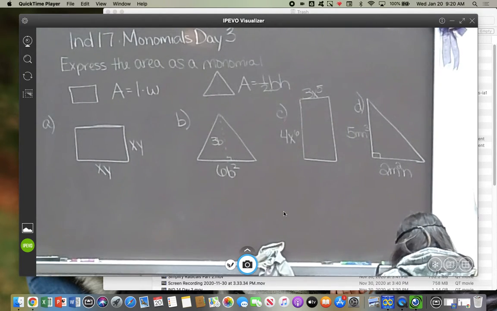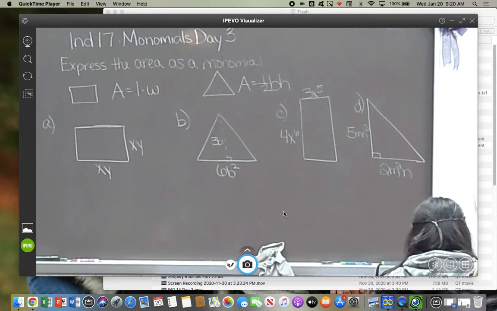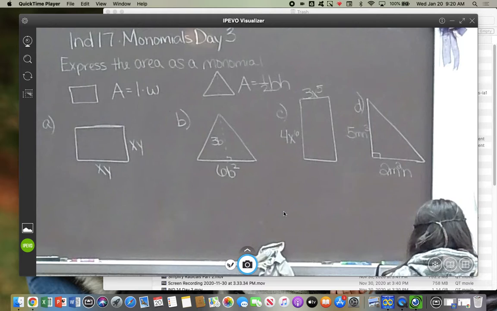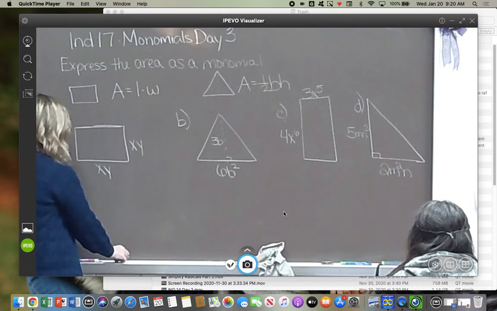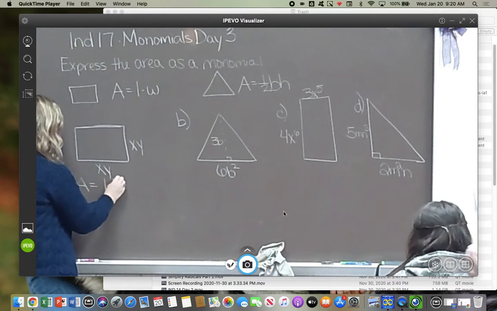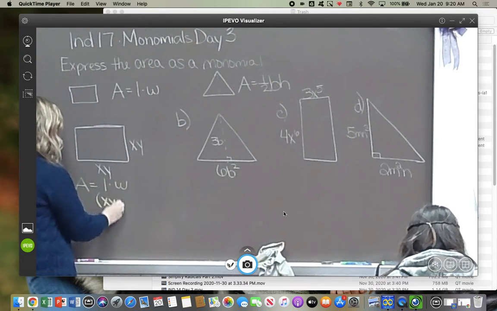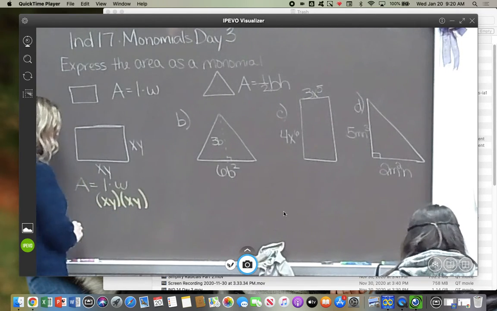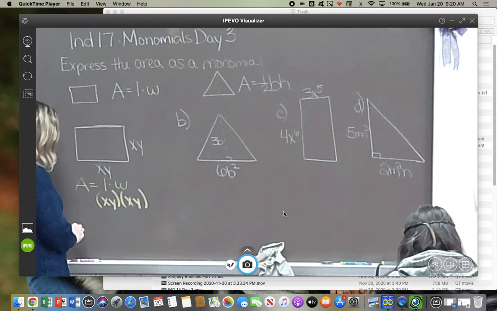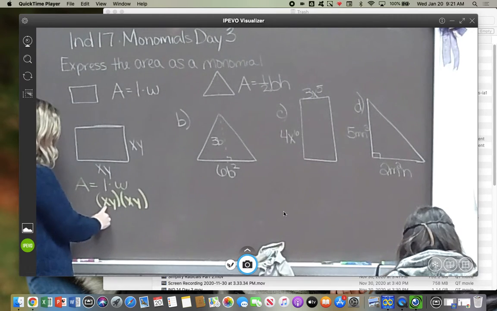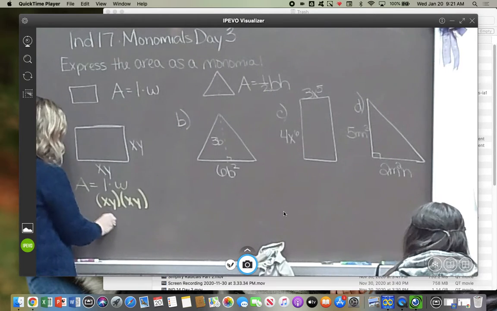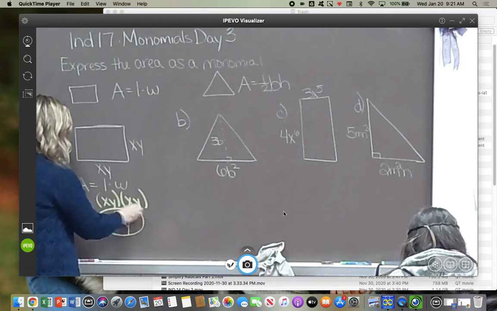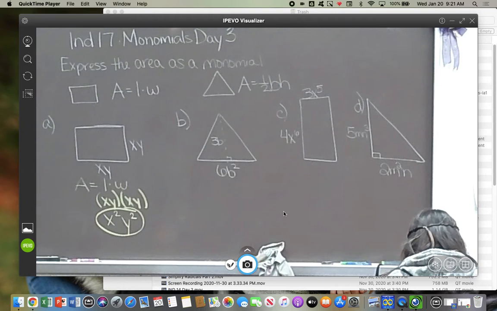So the very first example is a square. We have equal sides. So are we going to use length times width or 1/2 base times height here? All right, to find the area, we're going to do length times width. In this case, the length is xy, the width is xy. So how do we multiply xy times xy? What's x times x? X to the second, and y times y? Y to the second. That's it. So we're, again, multiplying our coefficients and adding our powers. So we did length times width, and we got x squared, y squared.